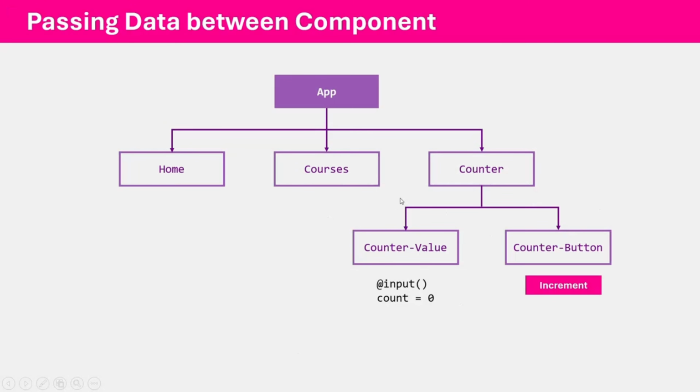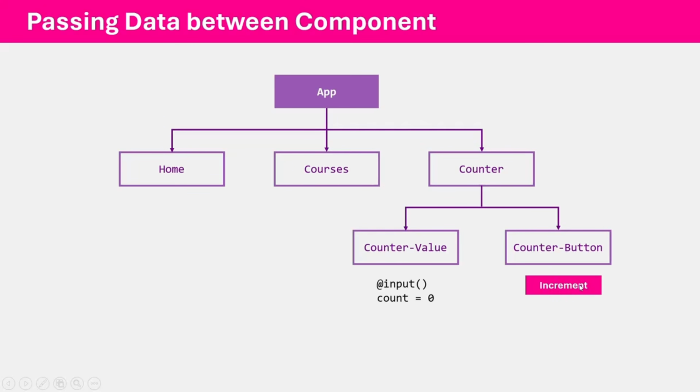So here in this diagram, if you see, in our app component, which is the root component of our application, we have three components: home, courses, and counter. And for the counter, we have two child components: counter value component and counter button component. Now in the counter value component, we have an input property called count, whose initial value is 0. And in the counter button component, we have an increment button, a decrement button, and a reset button. But here I'm taking an example of the increment button.